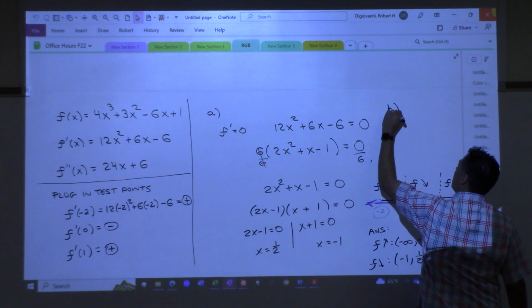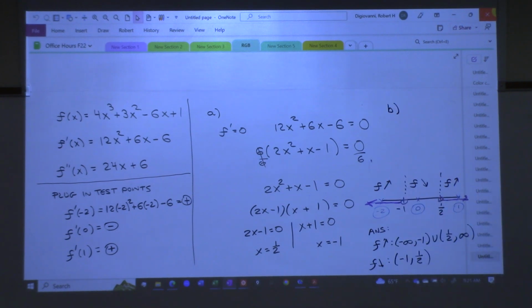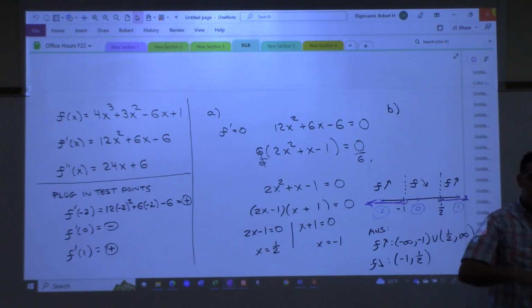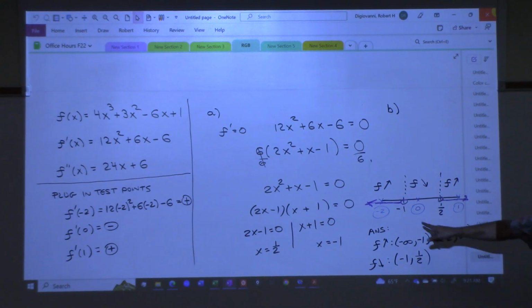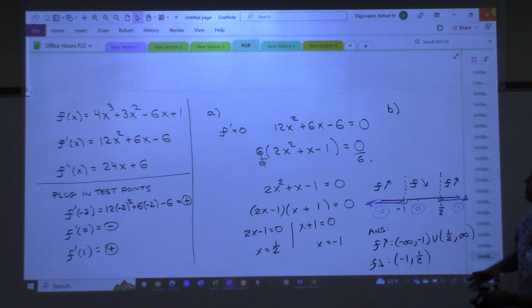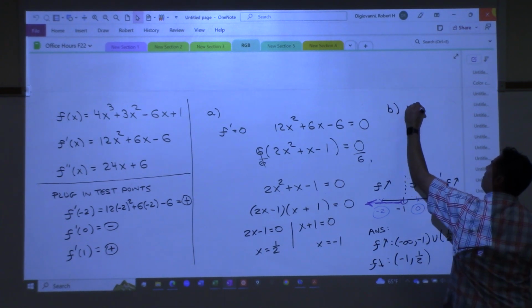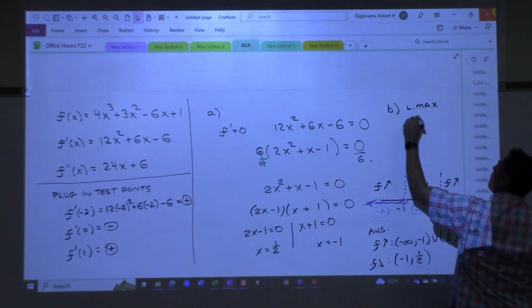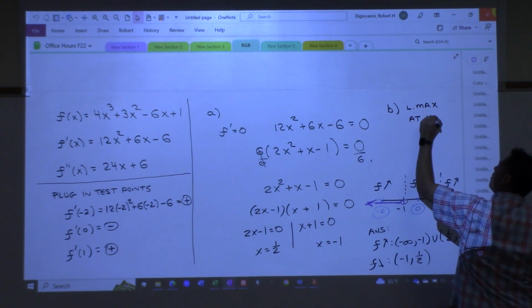Part B, I'm going to put B right here. What was part B asking? Find local maxes and mins. Okay, do we have any local maximums? Do you see a place where the graph goes up and then comes back down, like a hilltop? It's going to have to go up and down. Where does that happen? At -1. At -1, I have a local max. So I put local max at x equals -1.